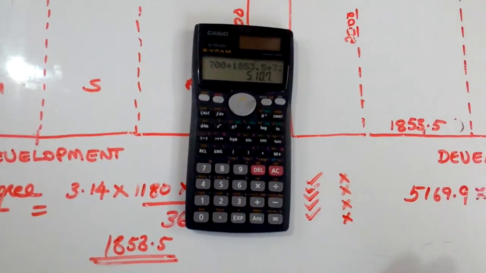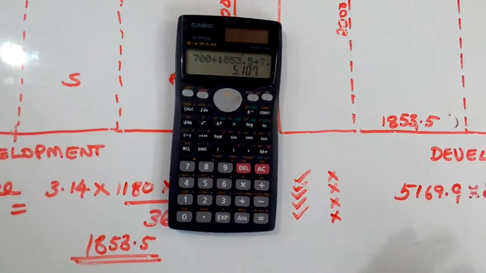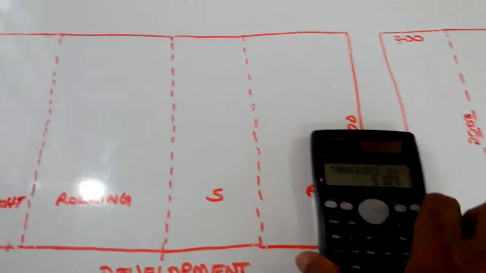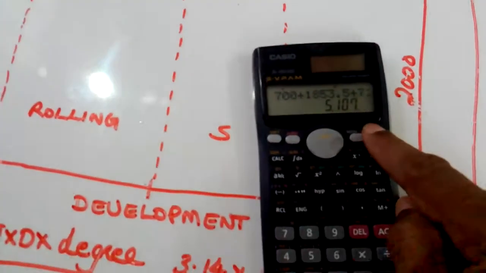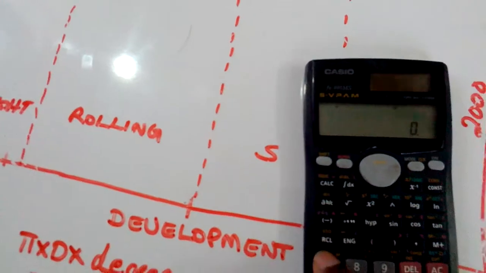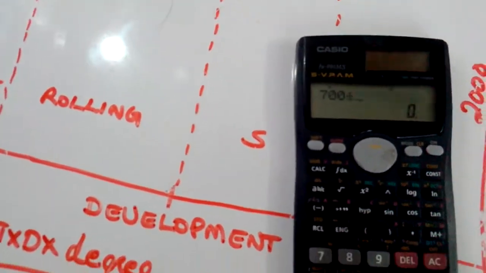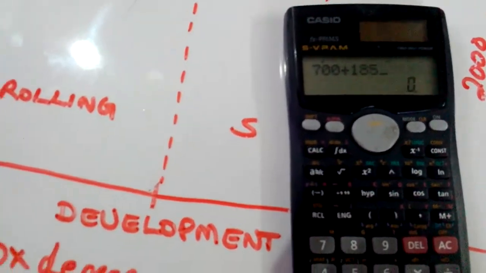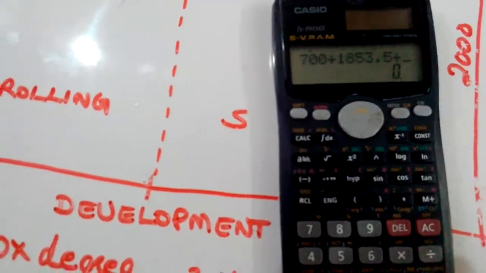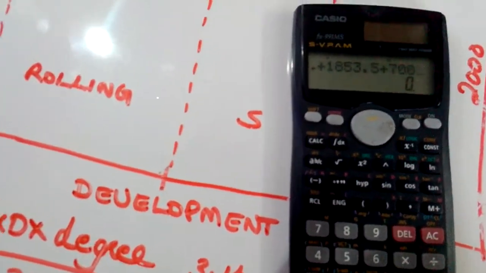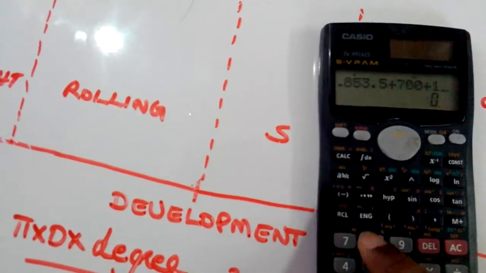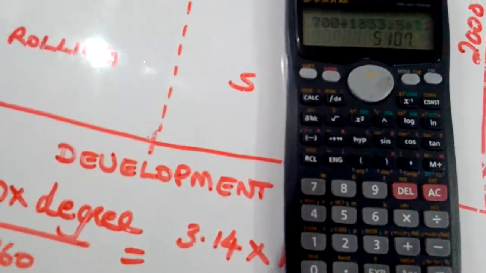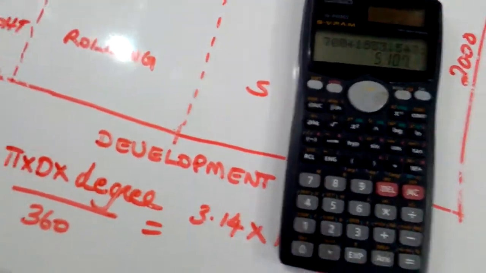5100. I got some mistake. Sorry, I got some mistake. I will rectify it. 700 plus 1,853.5 plus again 700 plus 1,853.5. That is 5,107.